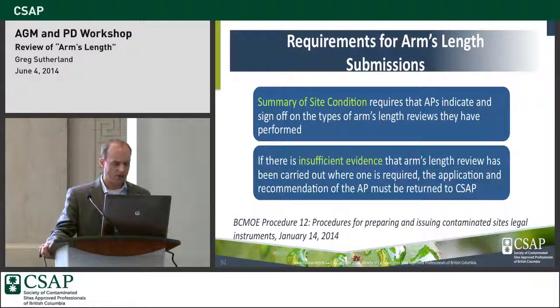That's really the place where that documentation occurs, and then also in your cover letter to CSAP that basically says here's the submission. What's important to keep in mind, from BCMOE's Procedure 12, is that if there's insufficient evidence that an arm's length review has been carried out, then the application and the recommendation from the AP gets returned to CSAP. As far as I'm aware, this hasn't been an issue to date, but that's basically what's in writing from the ministry.